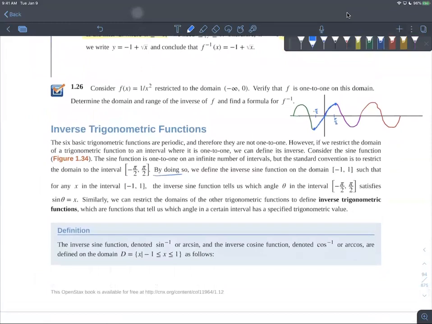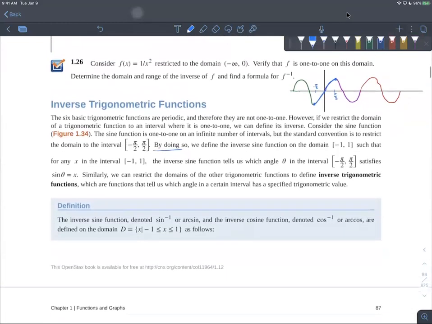Similarly, we can restrict the domains of the other trigonometric functions to define inverse trigonometric functions, which are functions that tell us which angle in a certain interval has the specified trigonometric value. Okay, so let's just break that down a little bit.